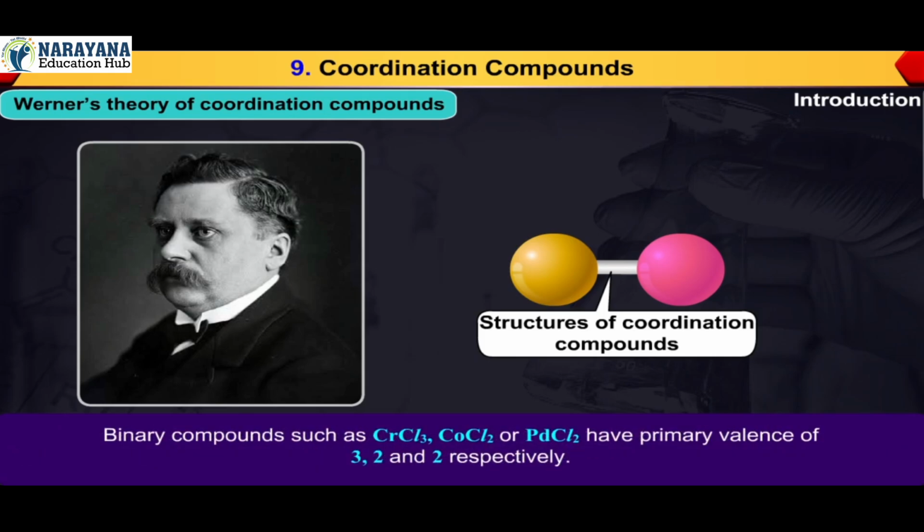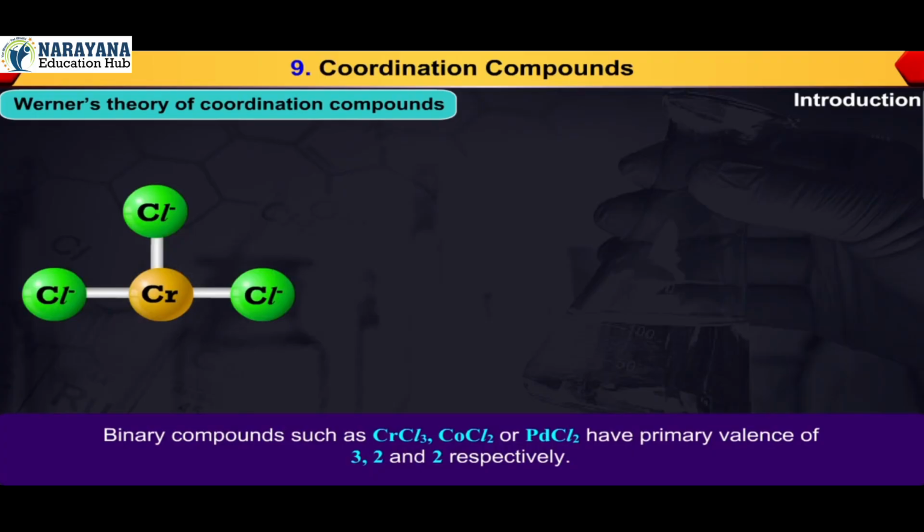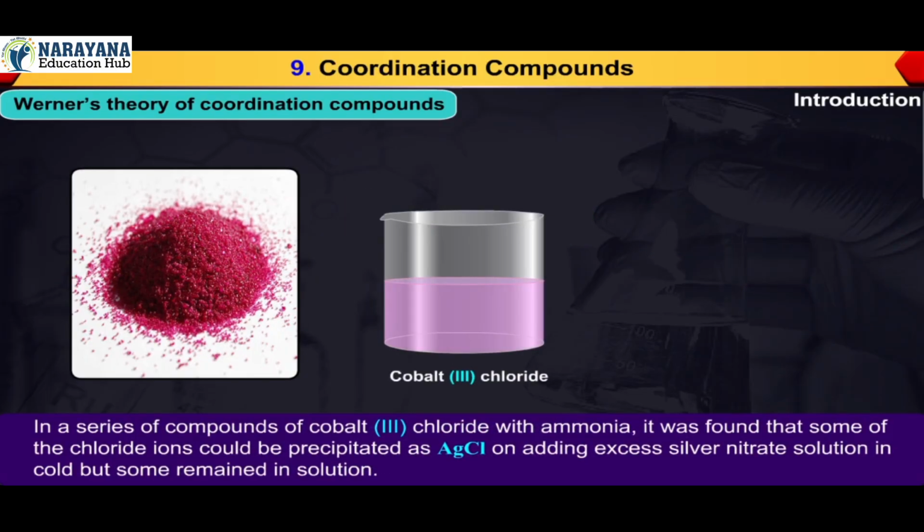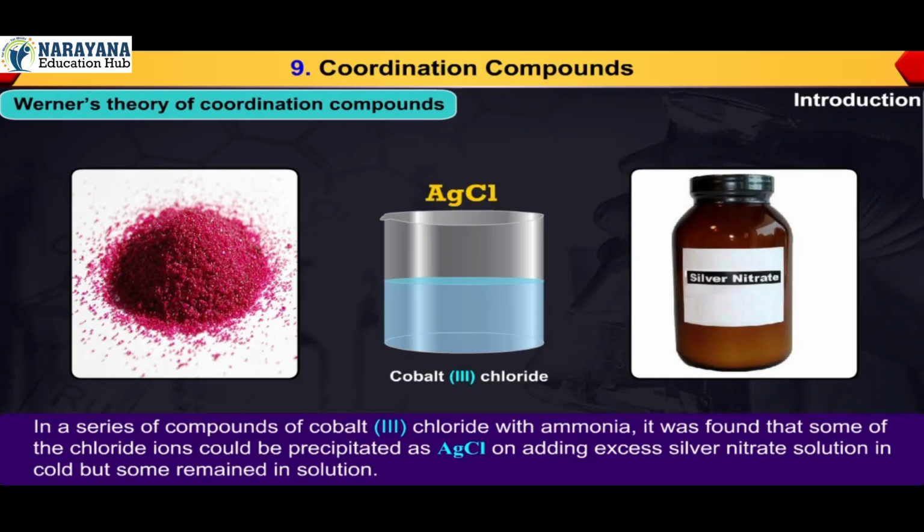Binary compounds such as CrCl3, CoCl2, or PdCl2 have primary valence of 3, 2, and 2 respectively. In a series of compounds of cobalt-3 chloride with ammonia, it was found that some of the chloride ions could be precipitated as AgCl on adding excess silver nitrate solution in cold, but some remained in solution.